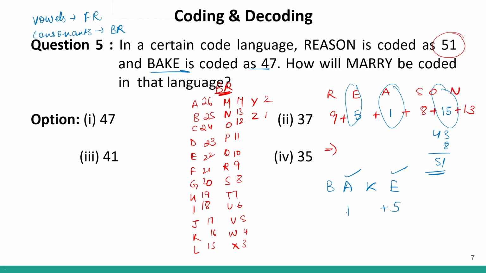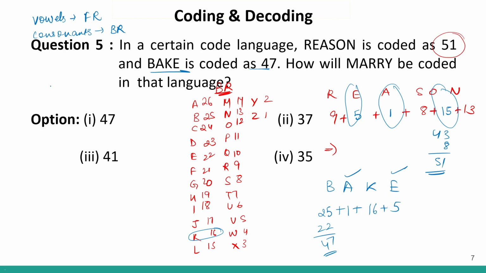Correct? And then we take backward rank for B and K. For B, the backward rank is 25. And for K, the backward rank is how much? 16. Correct? So this will be how much? 16 plus 1, 17. 17 plus 5, 22. And 22 plus 5 will give me 47. So this is correct for bake as well.